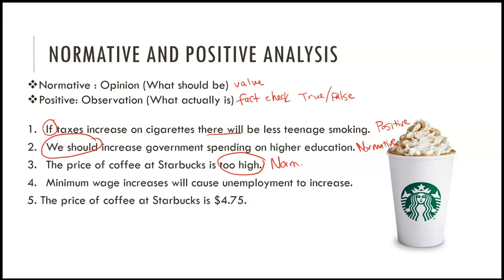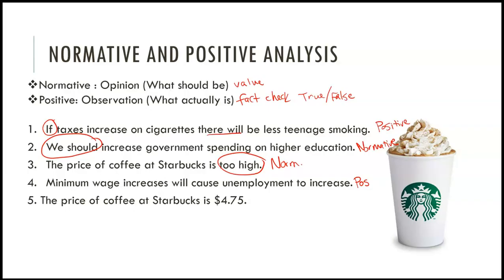Number 4, minimum wage increases will cause unemployment to increase. This is a positive statement, positive analysis. Why? Because it's something that we can check, right? We can measure this. What happens to the level of unemployment when minimum wages change?